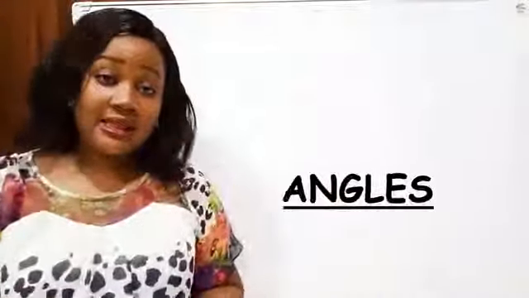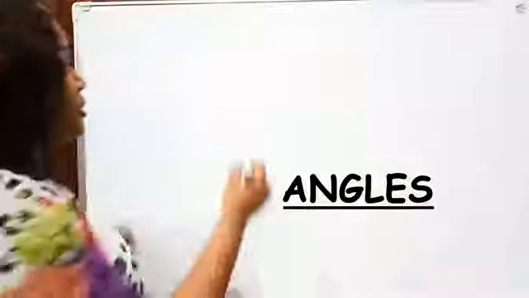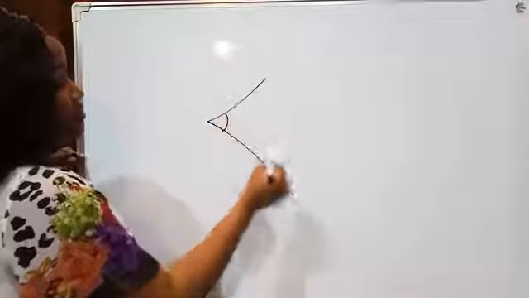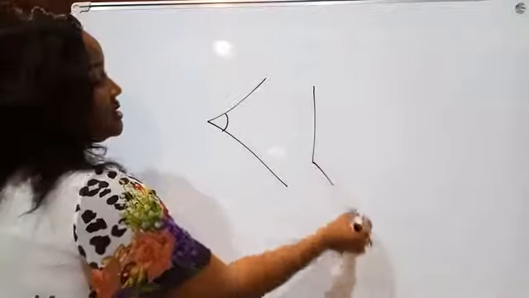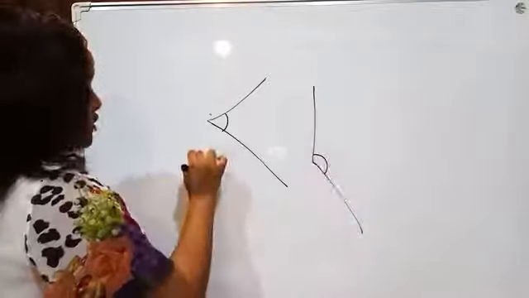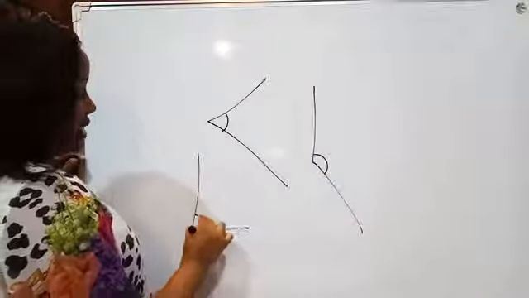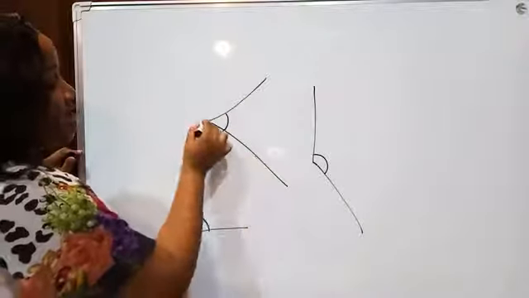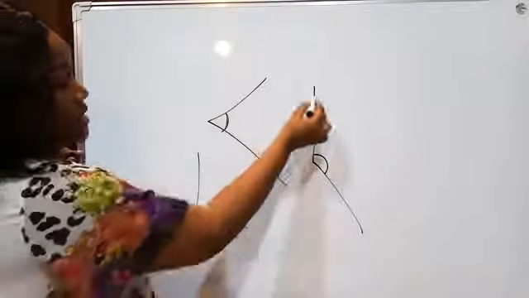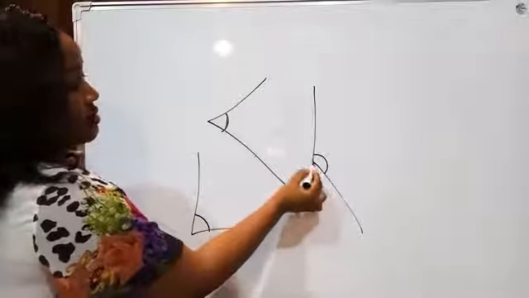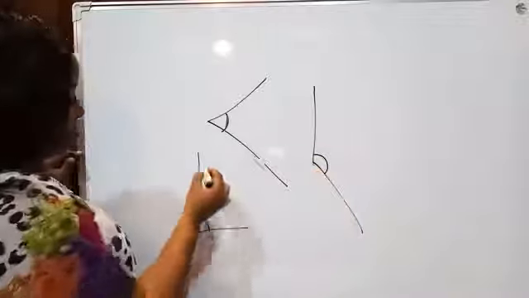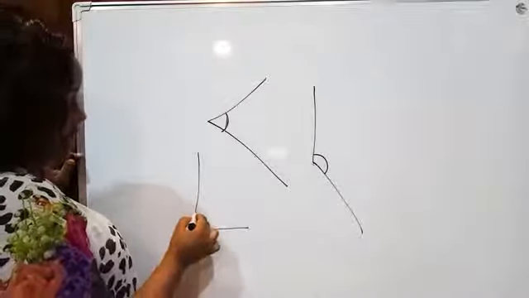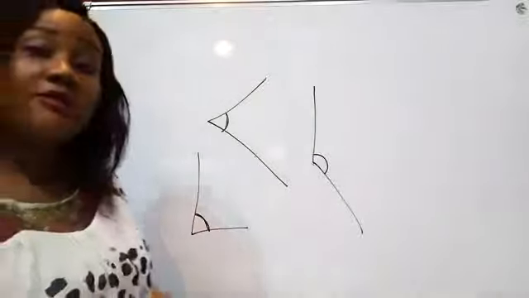An angle is formed at the point where two lines meet. Take for example, you have something like this. This is an angle. We can have something like this. This is an angle. We have something like this. This is an angle. Okay, so this line and this line met here and an angle is formed. This line and this line meet here. An angle is formed. This line and this line meets here, and this angle is formed.